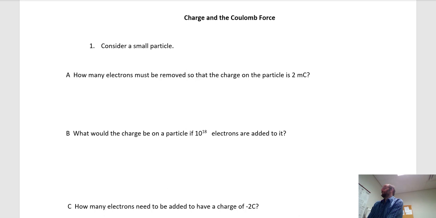I'm going to make this video to get you started with your Unit 1 homework set, charge and the Coulomb force. So, let's see, number one, consider a small particle. Right, some sort of object here. I'll even start with a picture like I always do. Some sort of object. How many electrons must be removed so that the charge is 2 millicoulomb?